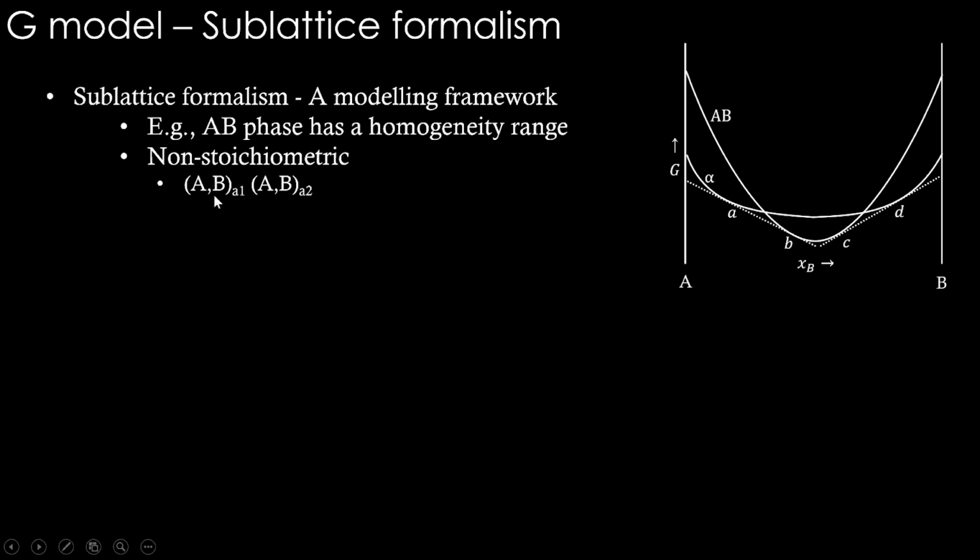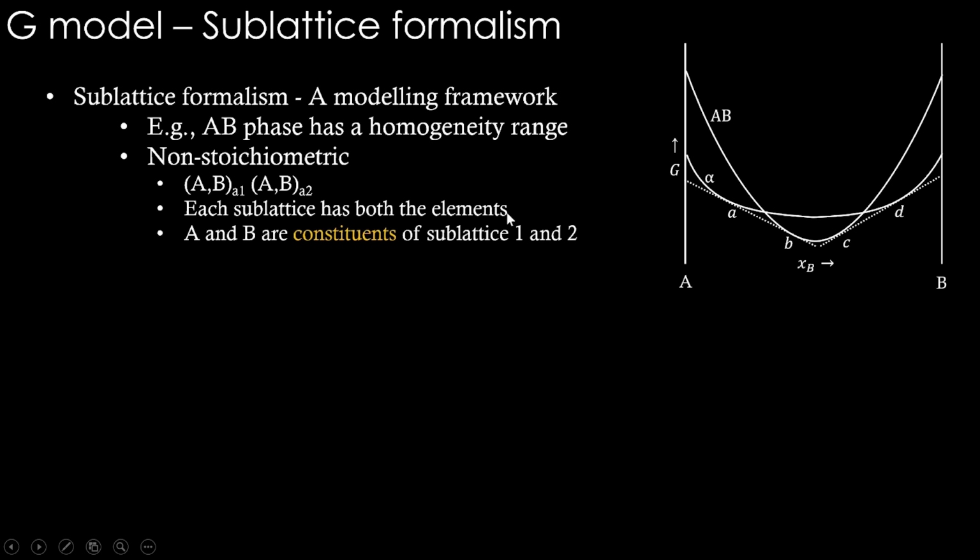The sublattice formalism is chosen like this: (A,B) subscript a1, (A,B) subscript a2. Since this is going to be AB type, we can keep this as 0.5, 0.5 also, but a1, a2 is given basically to show you a generic view of what is the relative number of lattice sites. Now each sublattice has both elements A, B, right? This is important in order to give this homogeneity range. Let's see how it comes. A and B are the constituents, straightforward. The small a1 and a2 here are relative number of lattice sites.